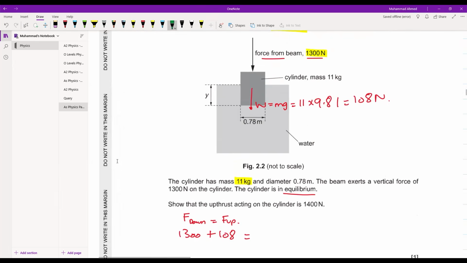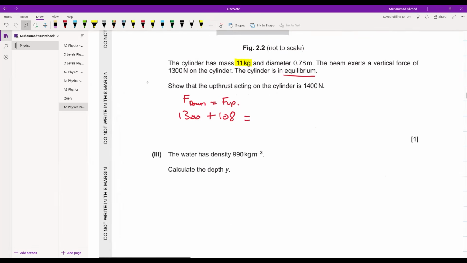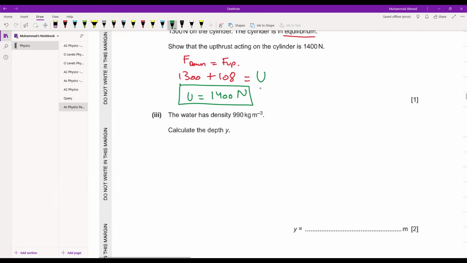Can you realize that the cylinder is immersed in a fluid? Whenever an object is immersed in a fluid, an upward force of upthrust acts on it. So you will write U or upthrust here. 1300 plus your answer equals your upthrust. Your upthrust, correct to two significant figures, comes out to be 1400 Newton. Simple. The water has a density given, and you have to calculate the depth.